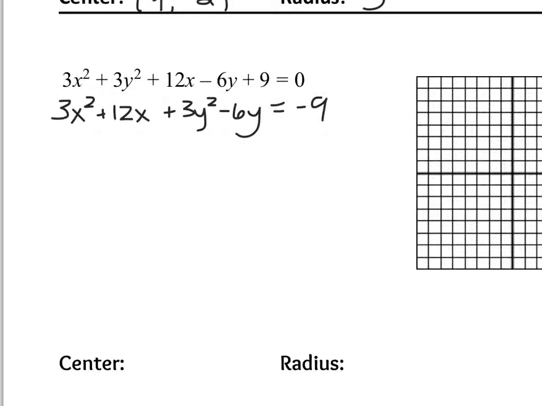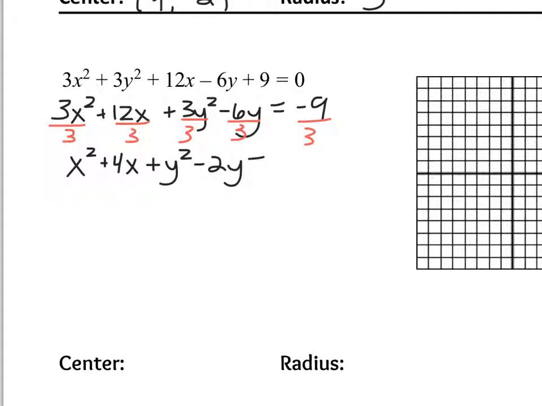Now, as I'm writing that, what is something you notice? I notice that everything is divisible by 3. In these problems, when everything is divisible by the same thing, we're going to go ahead and divide that out. But this is if and only if everything divides by the same number. Not two things, all the things. So I get x squared plus 4x plus y squared minus 2y equals negative 3. Now I'm going to split up my problem.